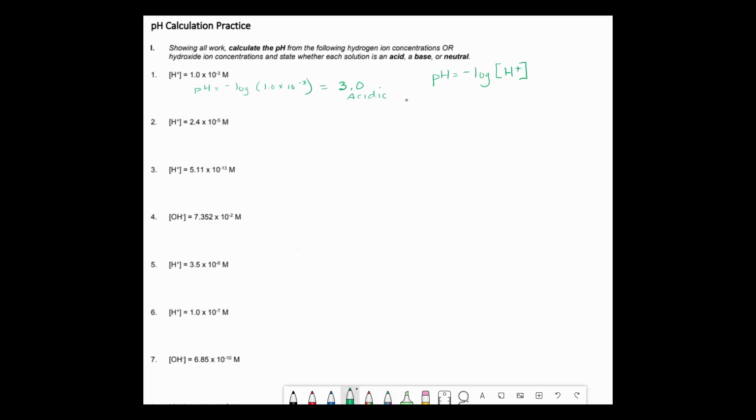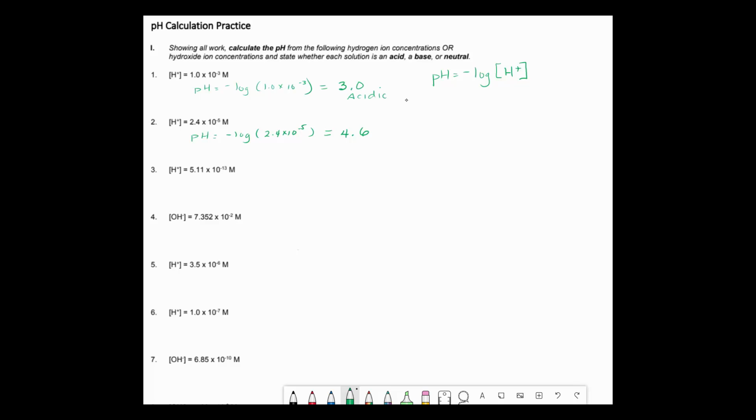For number 2, we have the hydrogen ion concentration of 2.4 times 10 to the negative 5, so we put that into our calculator. You may have to work with your calculator to see whether you put in the number, the value, and then punch log, or do you put in the log first. It is recommended that you use scientific notation, so that involves using the EE or maybe EXP on your calculator. If you send me a picture of your calculator, I can help you with the keystrokes. So the pH of this is going to be 4.6.